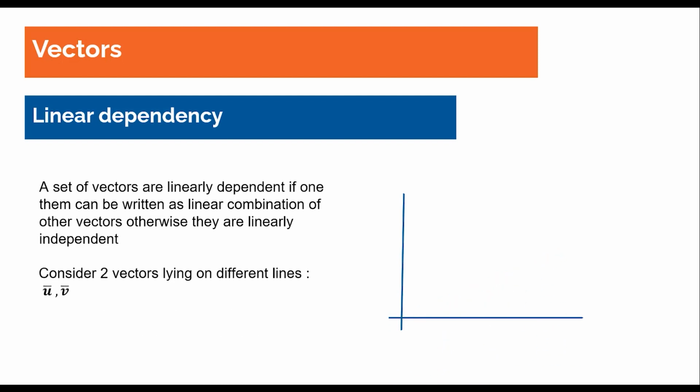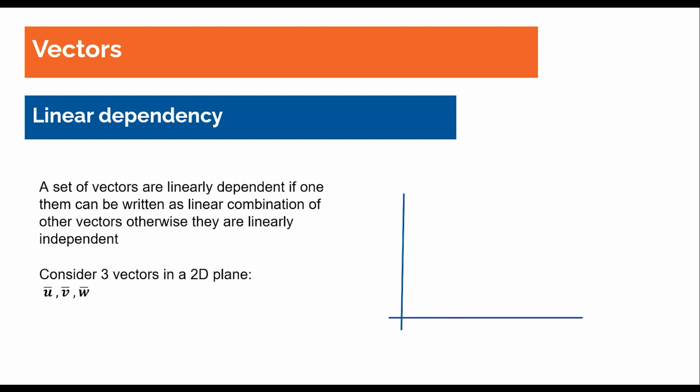Now consider two vectors lying on different lines, which means different directions. Are these vectors linearly dependent or independent? You can easily realize that you can't write one of these vectors as scalar multiplication of the other vector, because by scalar multiplication, we can't get out of the line where the vector is lying. So in this case, v and u are linearly independent. We can say two vectors with different directions are always linearly independent.